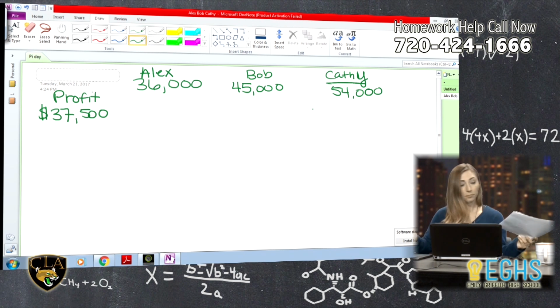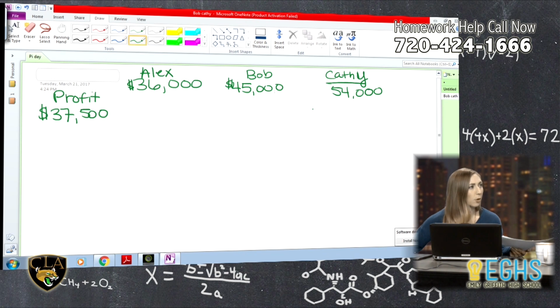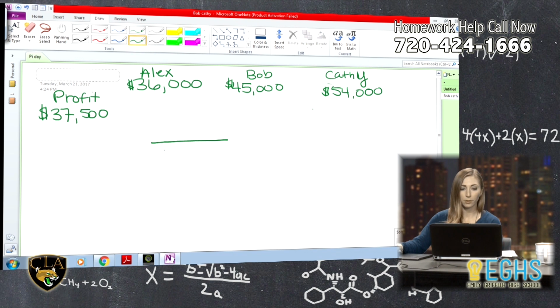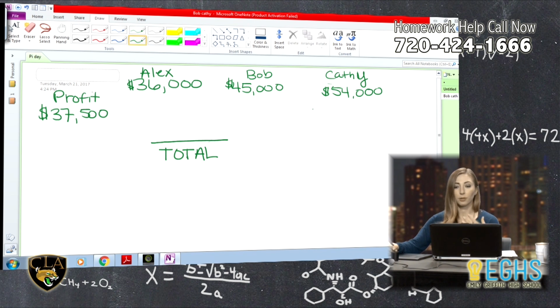All right. So what we really need to find out first, who are we doing? We're doing Kathy's. Okay. What we really need to find out first is what proportion each person invested into all of this, because that's the portion of the profit that they're going to end up getting. When we're doing the portion, we've got to find the total amount. That's always going to be the bottom part of the proportion. So we're going to find the total first.